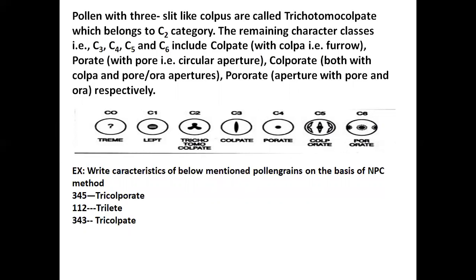Not only this, the sporoderm structure and sculpturing pattern are also very important characteristics in palynology, which contribute a lot of information to taxonomy. In the next class, we will discuss the sporoderm structure as well as the sculpturing pattern on the exine layer. So thank you, one and all.